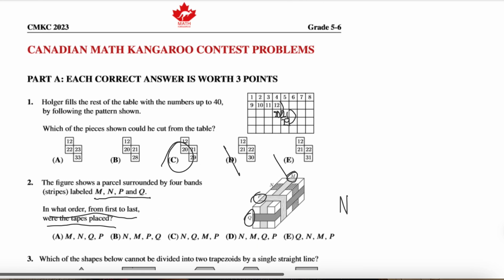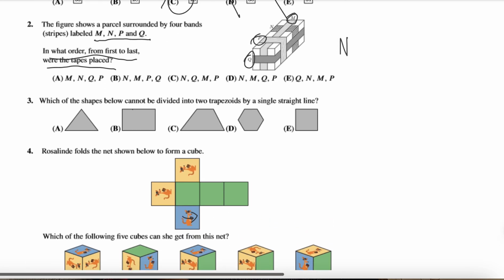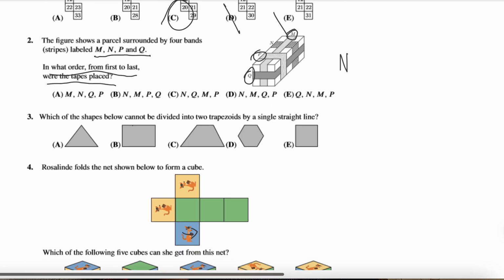So next, N is placed first. Next, you see that M is placed second because Q is above M and P is above M. So that would be N, M. Next, you see it's either P or Q. Q is below P, so Q is placed before P. So it would be Q and then P. So N, M, Q, P. The answer will be D.